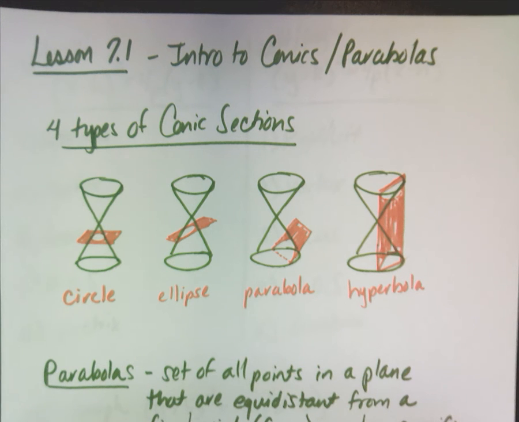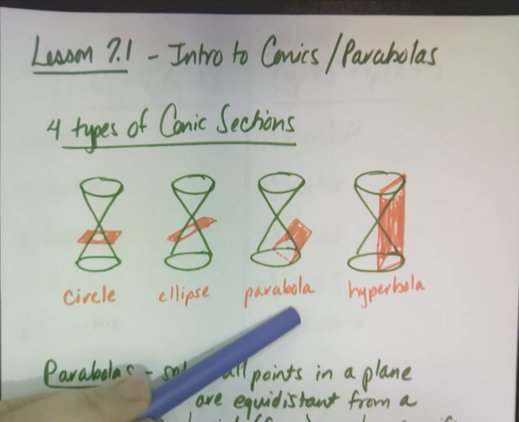We are going to talk about conic sections. There are 4 of them. If you want to stop and pause this video anytime to draw or take a definition or graph, please do so. 4 types of conics are circles, ellipses, parabola, and hyperbola.